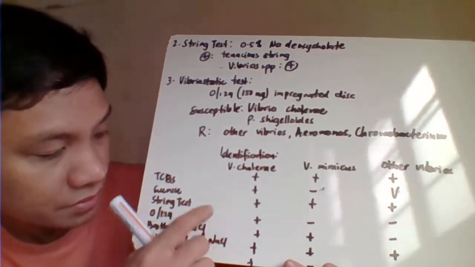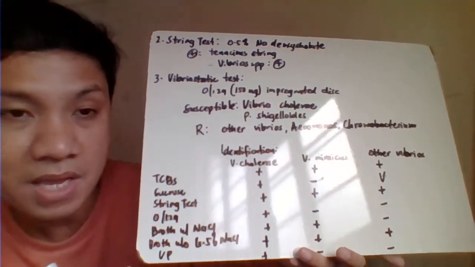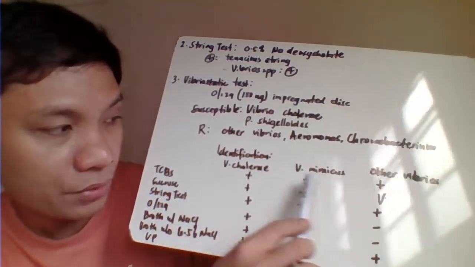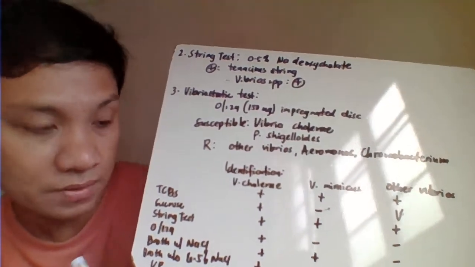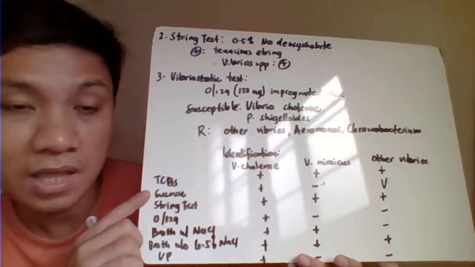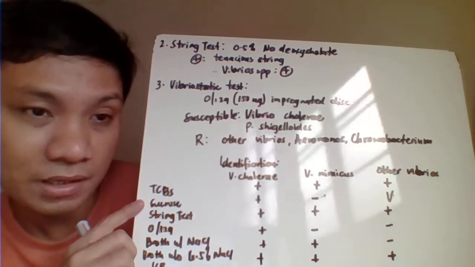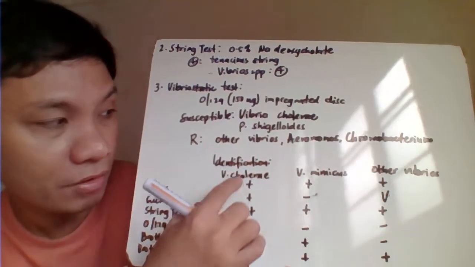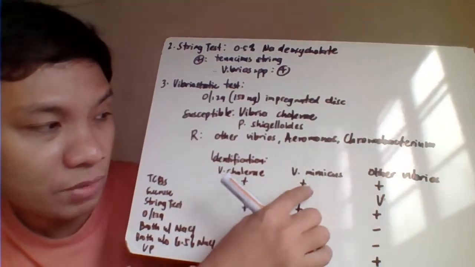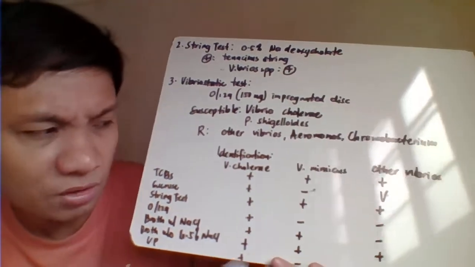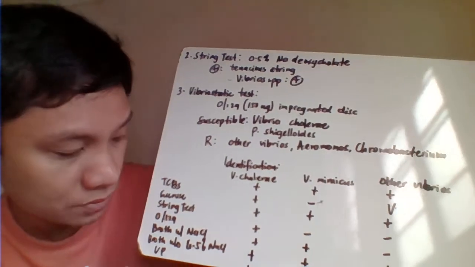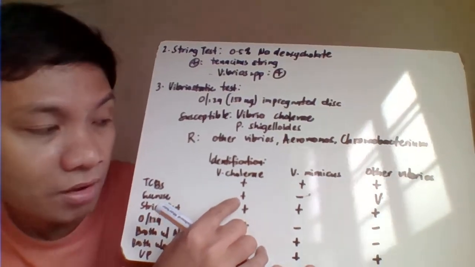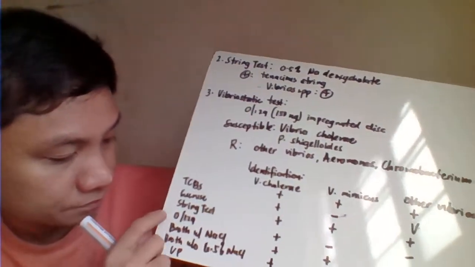Okay, for the Vibrios, we have the TCBS. Again, the TCBS would allow the growth of all your Vibrios because this one is highly selective for the Vibrios. Only that some of them tend to ferment your sucrose. Ang nagpe-ferment lang ng sucrose natin is your Vibrio cholerae, but not with your mimicus or other Vibrios. It could be variable, like in the case of your alginolyticus, di ba? Nagpe-ferment siya ng sucrose. So this one would have a yellow na colony. This one would have a green na colony.